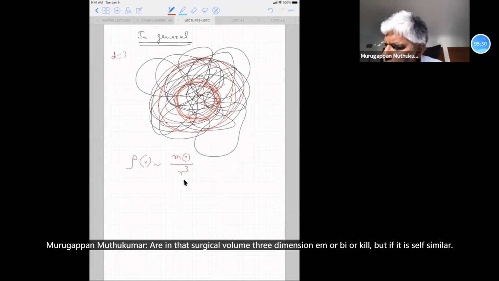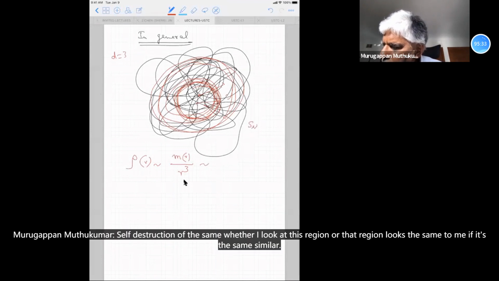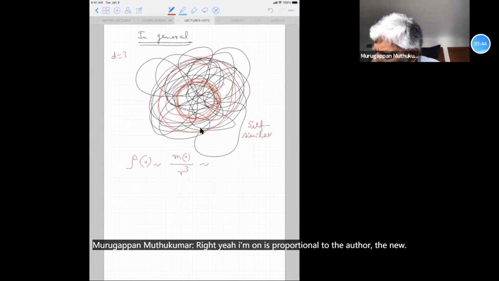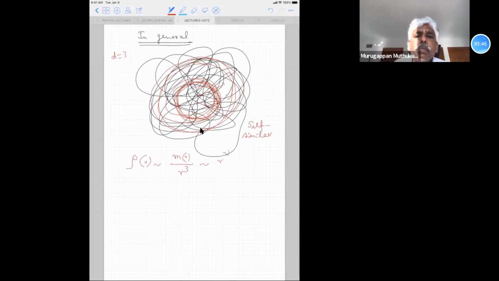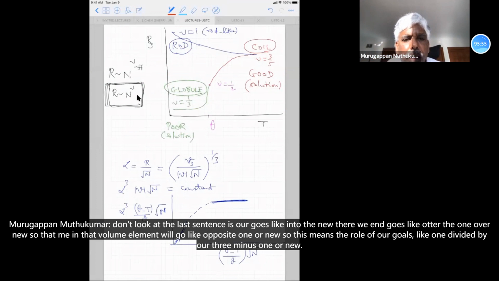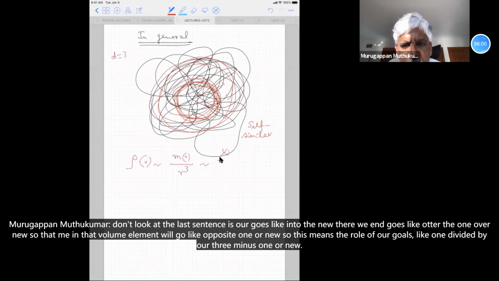But if it is self-similar, it means the structure is the same. Whether I look at this region or that region, it looks the same to me. If it's self-similar, right? m(R) is proportional to R to the nu. I'm sorry, R to the 1 over nu. Remember, the last sentence is R goes like N to the nu. Therefore, N goes like R to the 1 over nu. So that m in that volume element will go like R to the 1 over nu. So this means rho of R goes like 1 divided by R to the 3 minus 1 over nu.